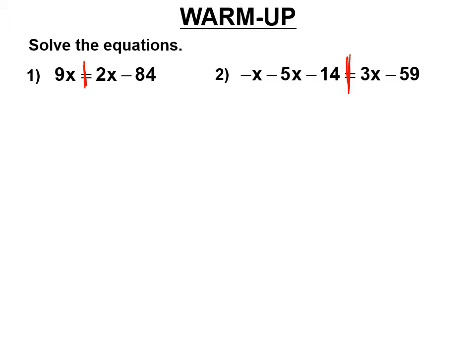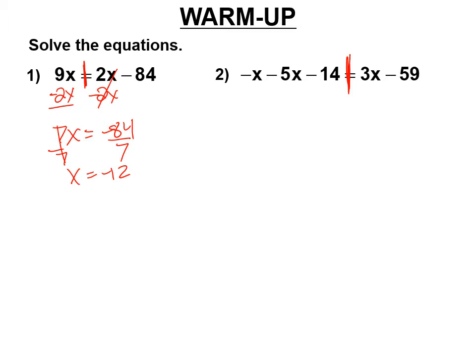But this is the warm-up. This should be ones from yesterday. So let's remind ourselves. We want to get rid of where x is fewer. So we have 7x equals negative 84. Divide both sides by 7, and x equals negative 12.